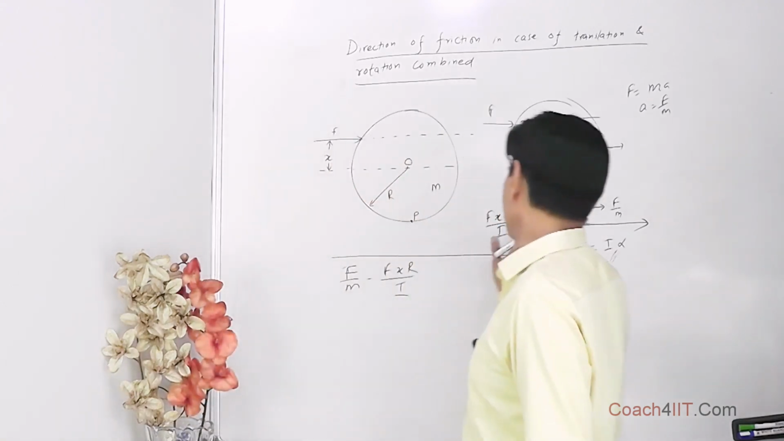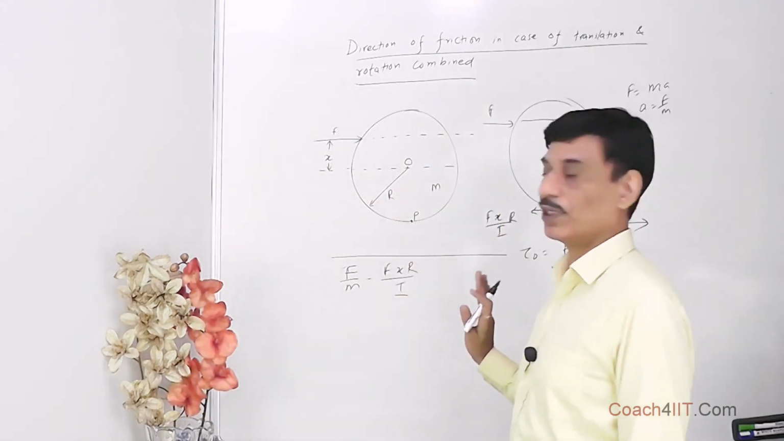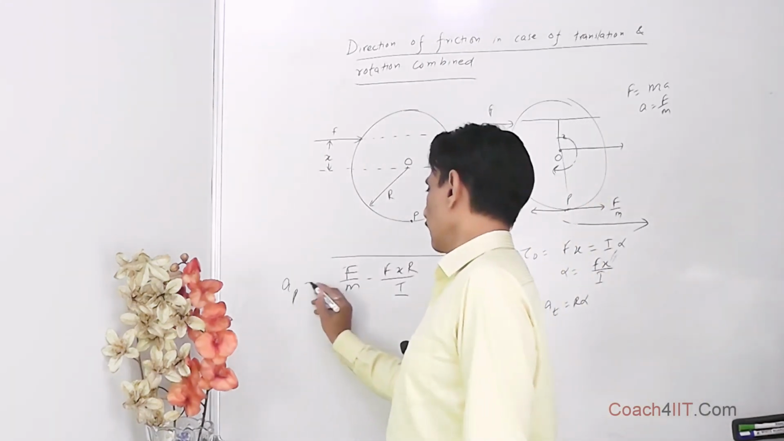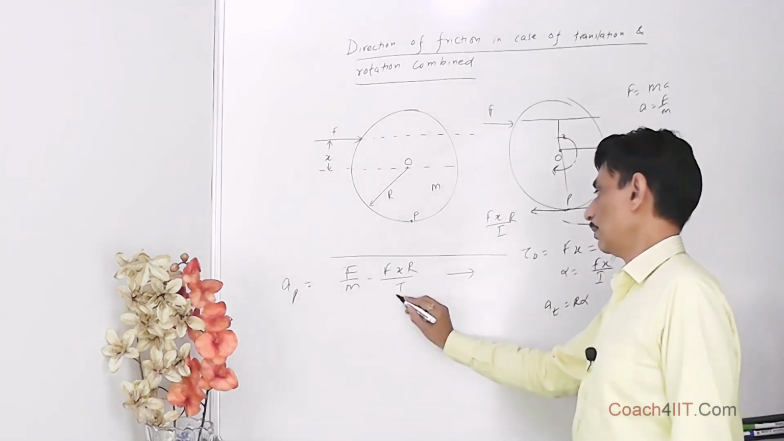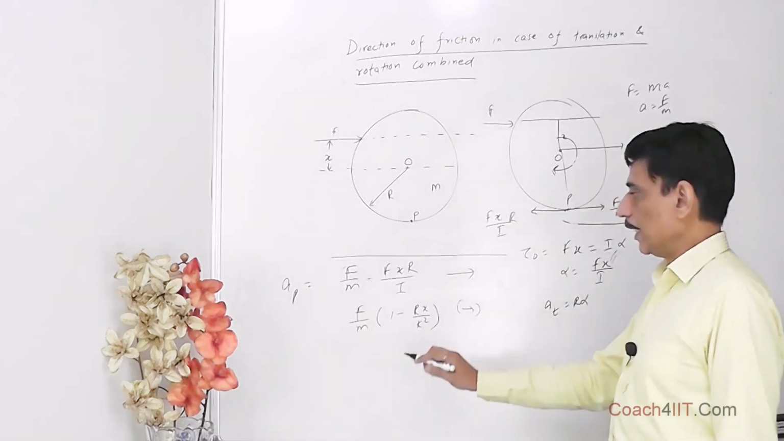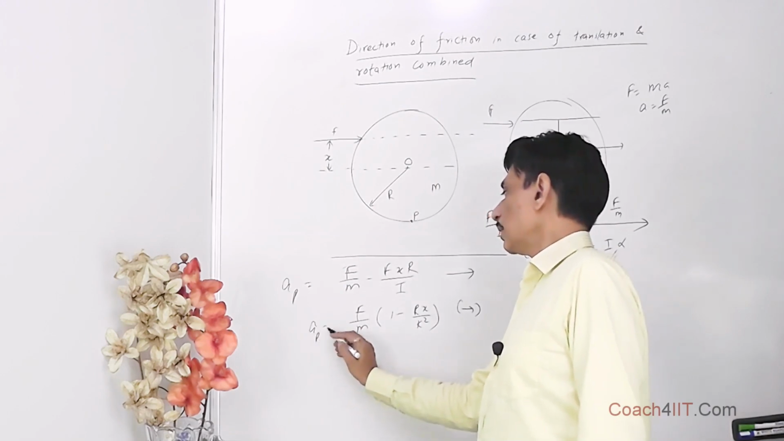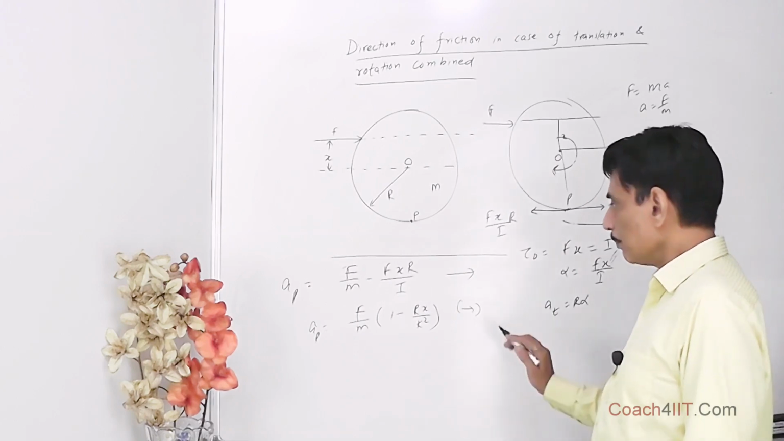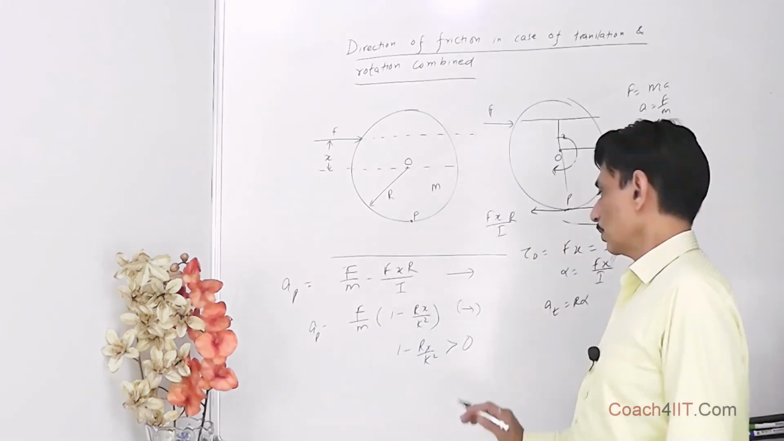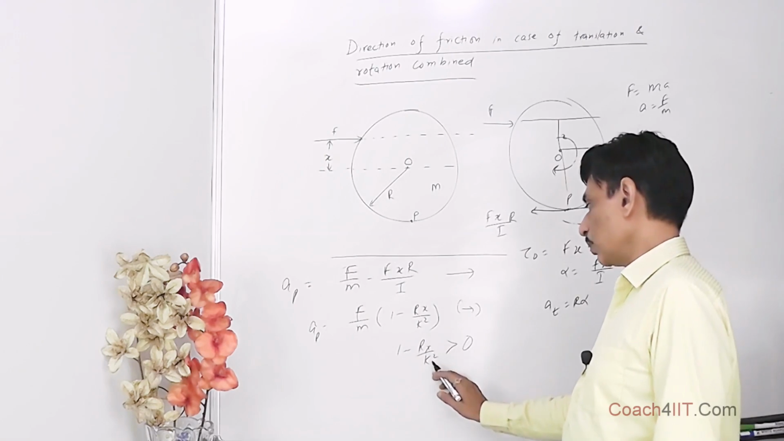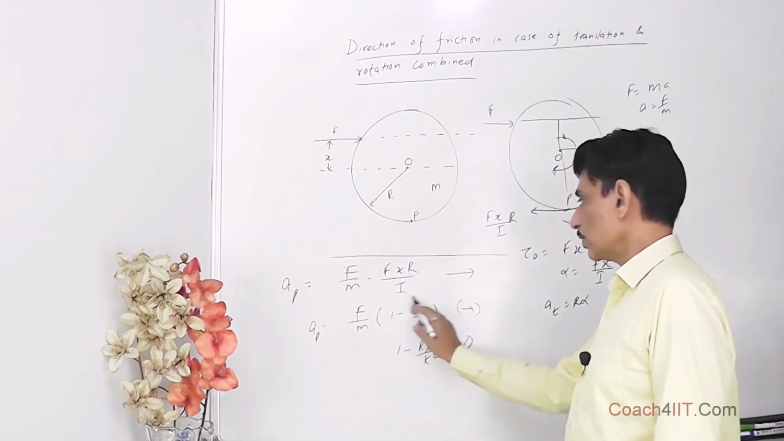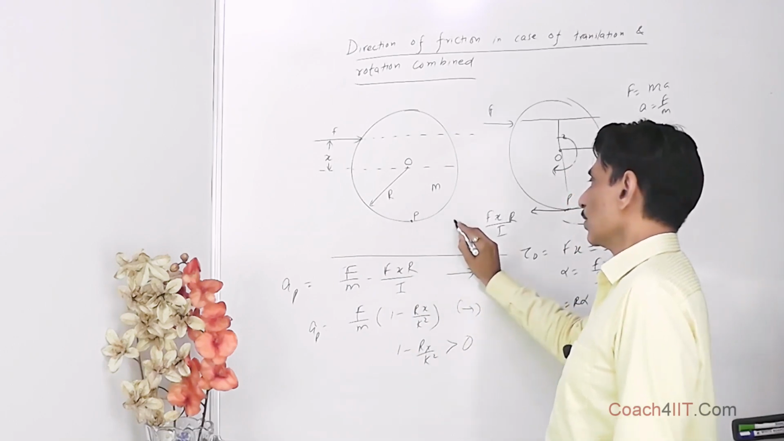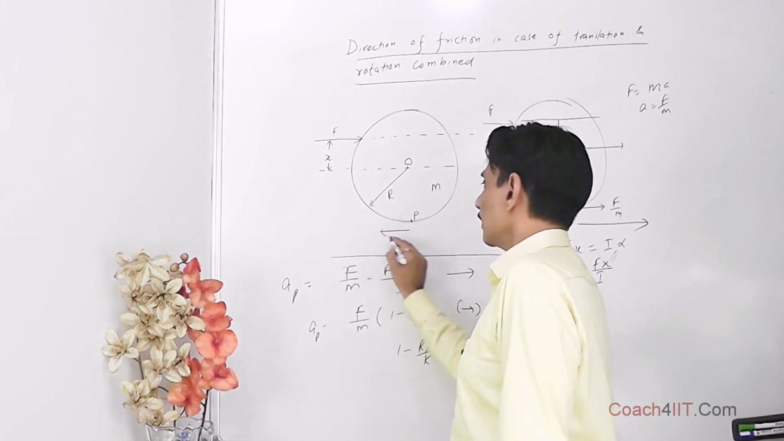We don't know what the direction is. I have simply put this minus this, taking the translational one in this direction. So when we rearrange, the acceleration of point P comes out to be F by m into (1 minus Rx upon k square). If 1 minus Rx upon k square is bigger than 0, this is going to be positive. It means this point has a tendency to accelerate this way, so the friction force will be acting in this direction.